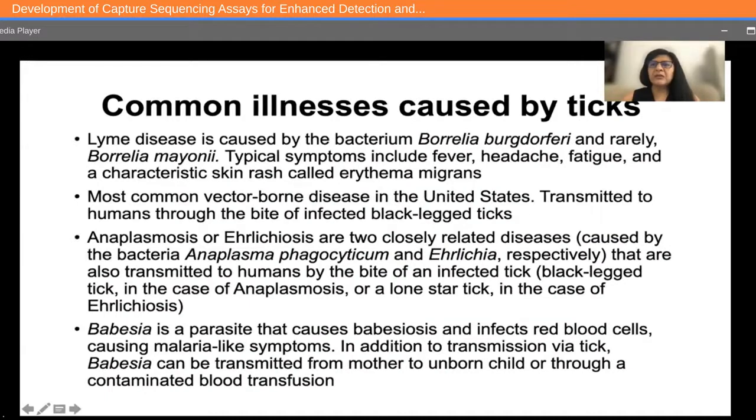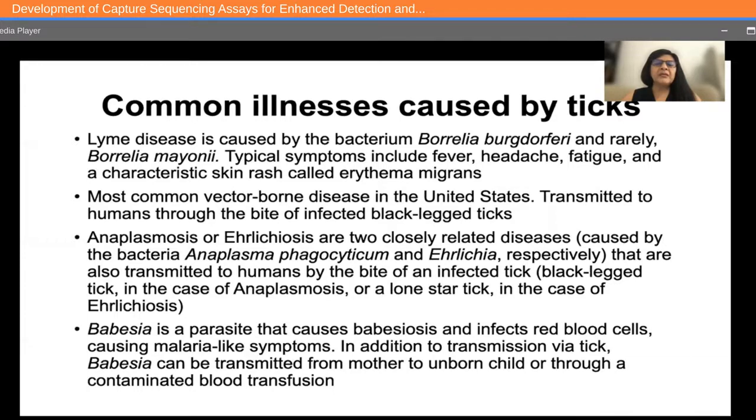Some of the common illnesses caused by ticks include Lyme disease, which is caused by the bacterium Borrelia burgdorferi, and rarely Borrelia mayonii. Typical symptoms include fever, headache, fatigue, and a characteristic skin rash called erythema migrans. It is the most common vector-borne disease in the United States. It is transmitted to humans through the bite of infected black-legged ticks.